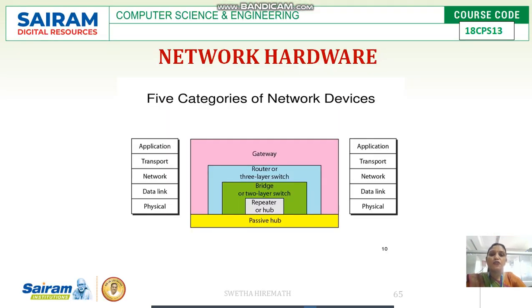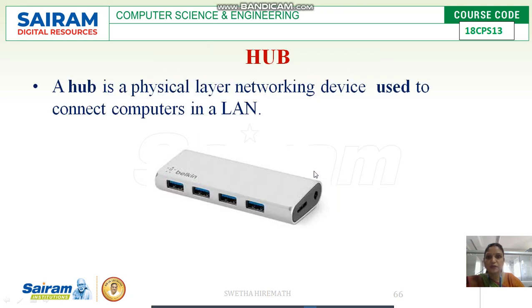Here we have 5 categories of network devices which are used to interconnect different networks. In the diagram you can see this is one network and this is the other network, and both are interconnected via these network devices. So what are those network devices? They are the gateways, routers or 3-layer switch, bridge or 2-layer switch, and repeater or hub and a passive hub. These are the different network devices used for the interconnection of networks. We will see these devices one by one and their functions, what actually they do.